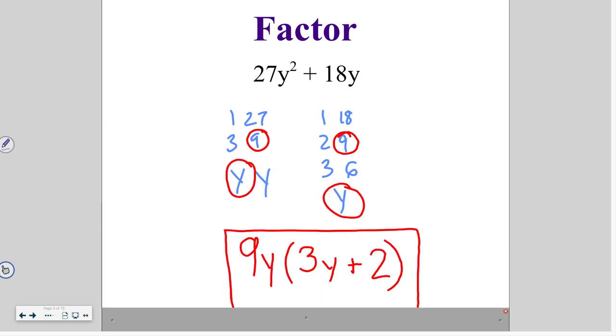Looking at what we have here, 9 is our greatest common factor. We can pull out a y from each one as well. So I've got 9y on the outside. When I divide, 27 divided by 9 is 3. Had 2 y's, took a y out. So there's a y left over on the inside. 18 divided by 9 is 2. Had a y, took the y out, so there's nothing left on the inside other than the 2.